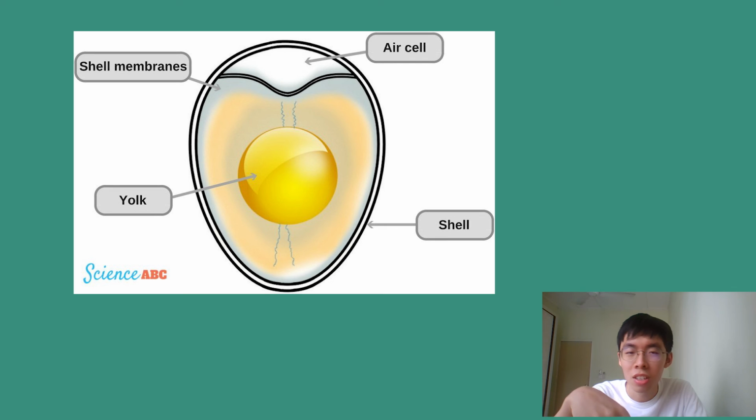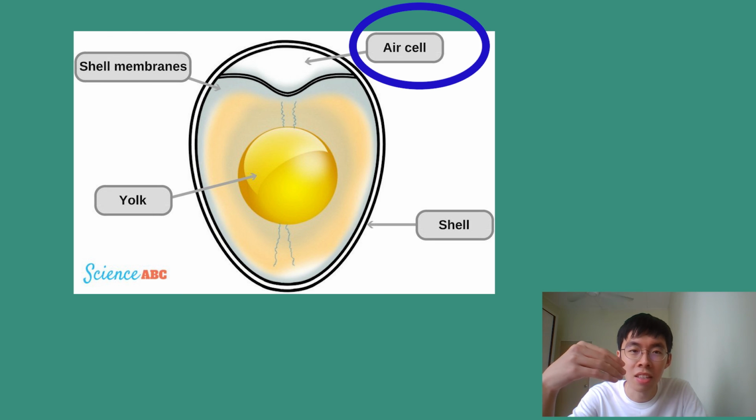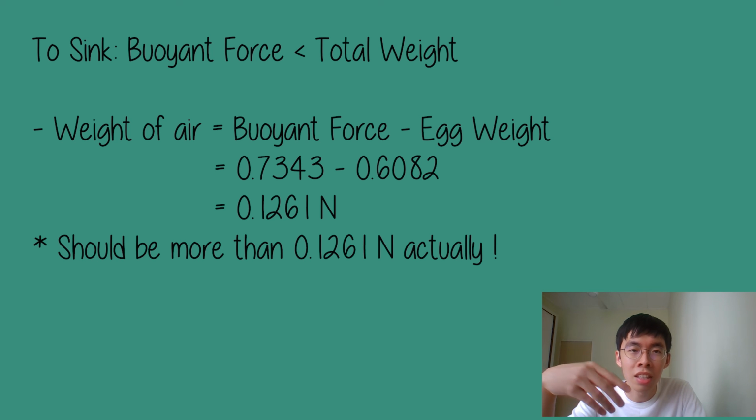Well, here's the trick. Our calculations earlier only considered the content of the egg. But in reality, an egg might not be composed of only egg white and egg yolk. In fact, there's actually air inside the egg, which contributes to some weight as well, hence why the egg sank instead of floating. And since the egg sank, it is safe to assume that the weight of the air inside the egg is at least 0.1261 Newton.